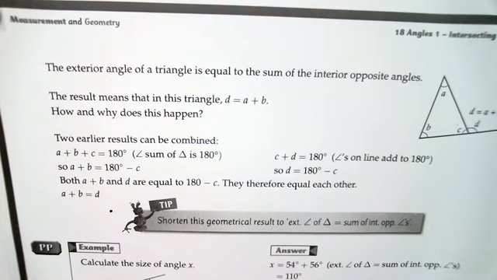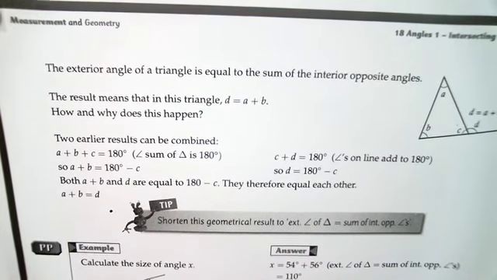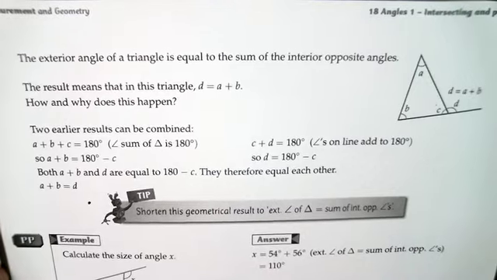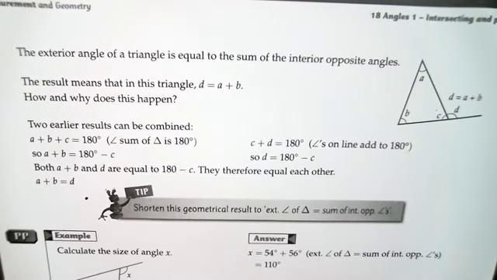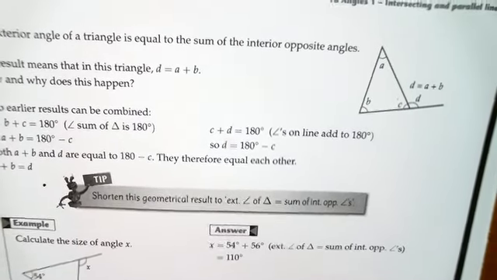Right, let's have a look at exterior angles. Now, there's a rule which says the exterior angle of a triangle is equal to the sum of the two interior opposite angles. Well, what does that mean? It means if you've got a triangle, any triangle, and we'll just write like that.